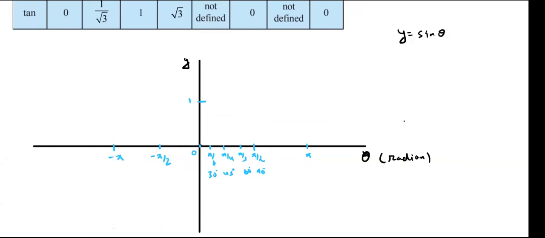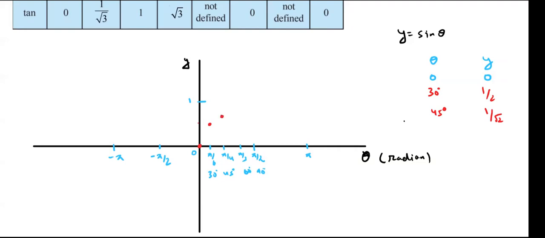For sine theta, I'll write the value of theta and then the value of y. For theta is equal to 0, what's the value of y? 0. So for 0 it is 0, this point. For theta is equal to 30 degree, or pi by 6, what's the value of sine theta? 1 by 2. So 1 by 2, suddenly the point comes here. Then for 45 degree, what's the value of y? 1 by root 2, and 1 by root 2 is certainly greater than this. So the point comes somewhere here.